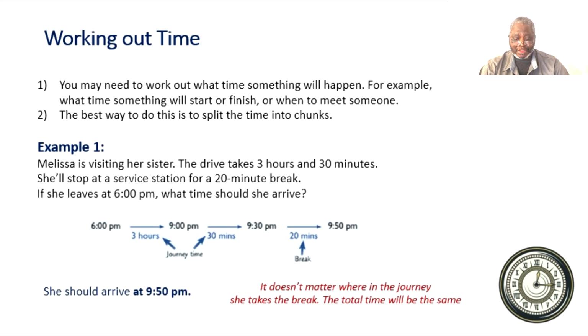It's a long journey, 3 hours and 30 minutes plus a 20-minute break. I've actually given you the clue. Look at the mapping at the bottom there. She starts at 6 p.m. She did 3 hours, which takes her up to 9 p.m. And then an extra 30 minutes, which takes her to 9:30 p.m. Then she took a 20-minute break. So Melissa should arrive at 9:50.